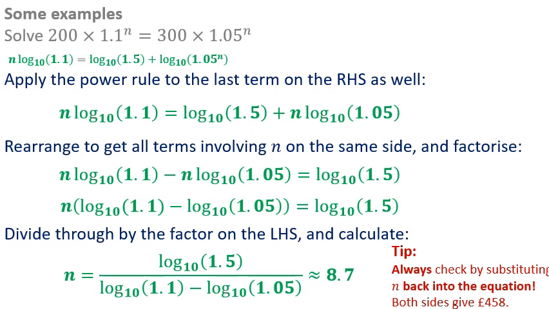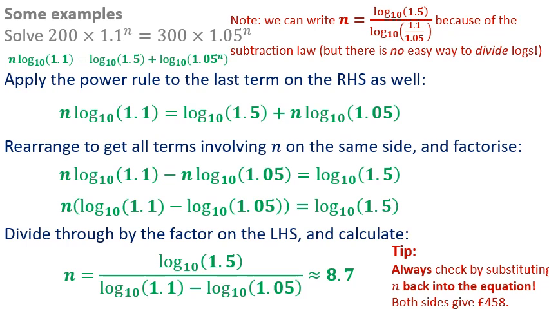It will take approximately 8.7 years before these two accounts have the same amount of money in them, and at that point they will both have £458 in them. The £200 account has been increasing by 10% for nearly 9 years, and the £300 account has been increasing by 5% for nearly 9 years, and at that moment, that's when they have the same amount of money.